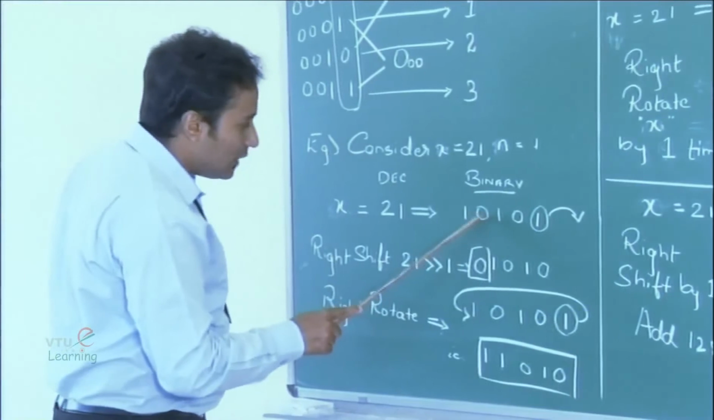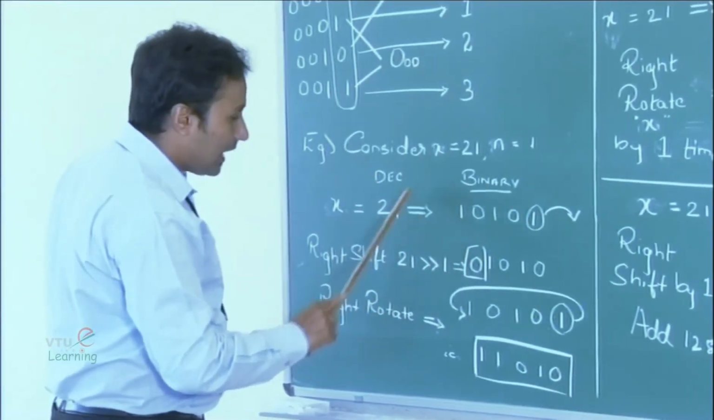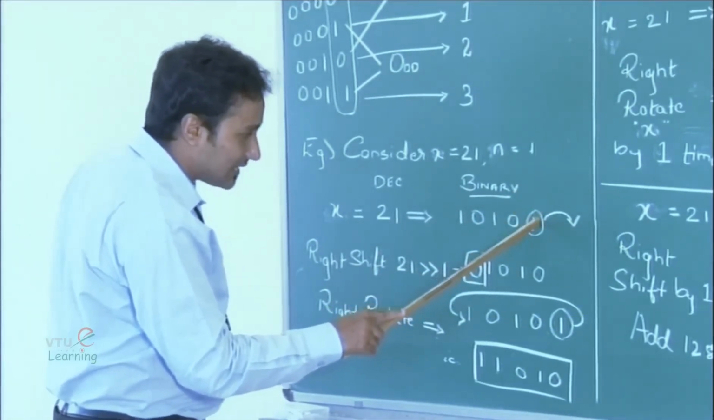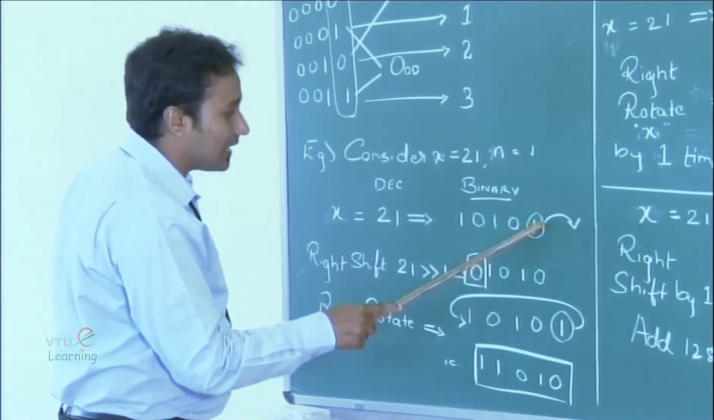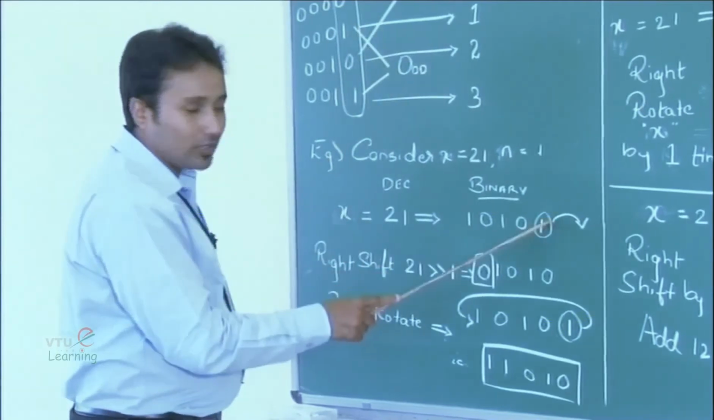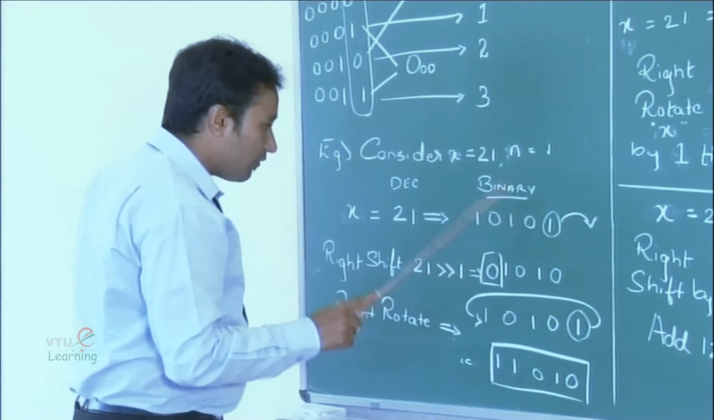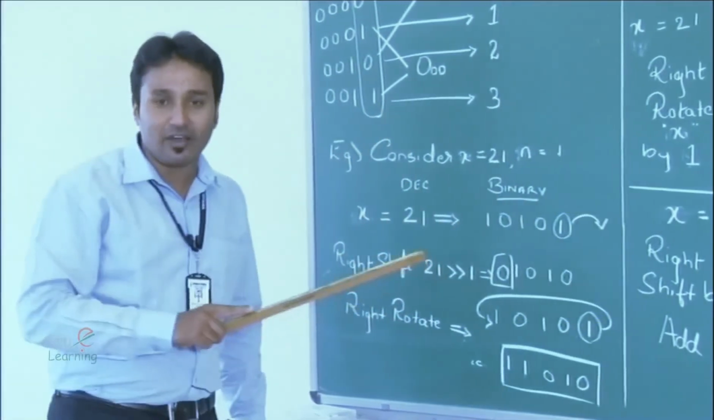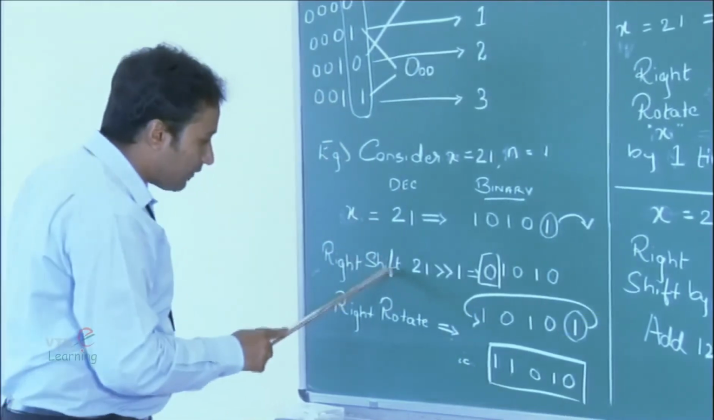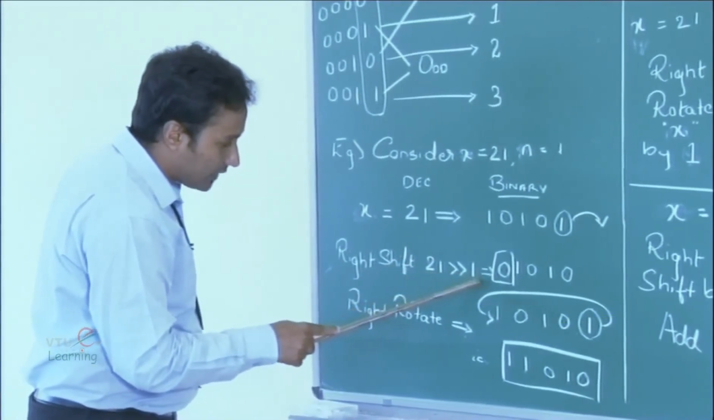We can consider that 10101 is the binary representation of 21. Going back to the LSB, where 1 is existing, we can clearly say that whenever an LSB has 1, we call it an odd number. 21 is an odd number. Now we want to shift 21 by 1 time. What happens when we shift 21 by 1 time? Say, right shift 21 by 1 time.